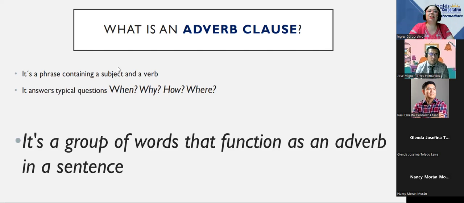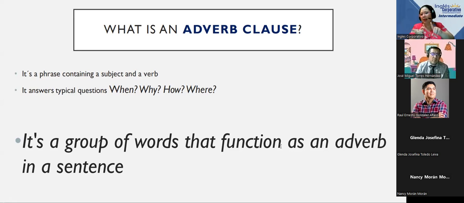So it's a phrase containing a subject and a verb. It answers typical questions like when, why, how, and where. So an adverb clause is a group of words that function as an adverb in a sentence. It means that we have a series of words that have a meaning, but an incomplete meaning. They need the other part, okay?